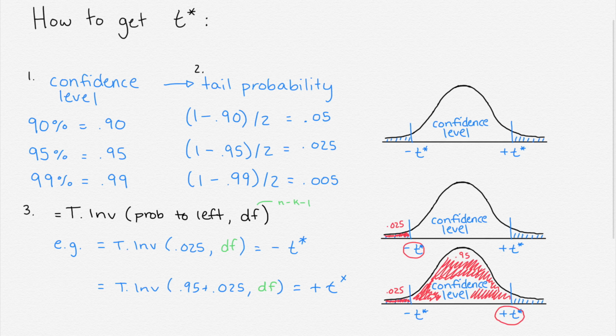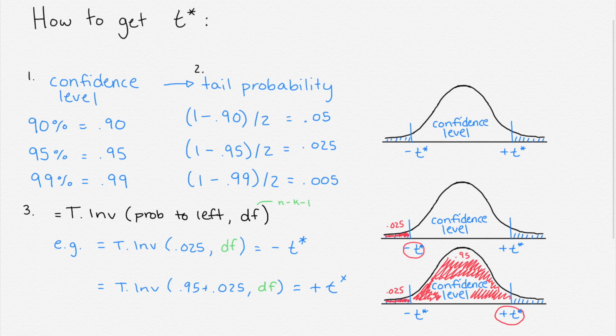Recall that anytime we're working with the t-distribution, the degrees of freedom are n minus k minus 1, where n is the total number of observations or data points, and k is the number of explanatory variables we have in our regression model. One important thing to note here is that Excel always expects the probability to the left of the value that we're looking for. So if we put in the left tail probability, Excel will give us the left t-star value. The left and the right values are the exact same numbers, but opposite signs.